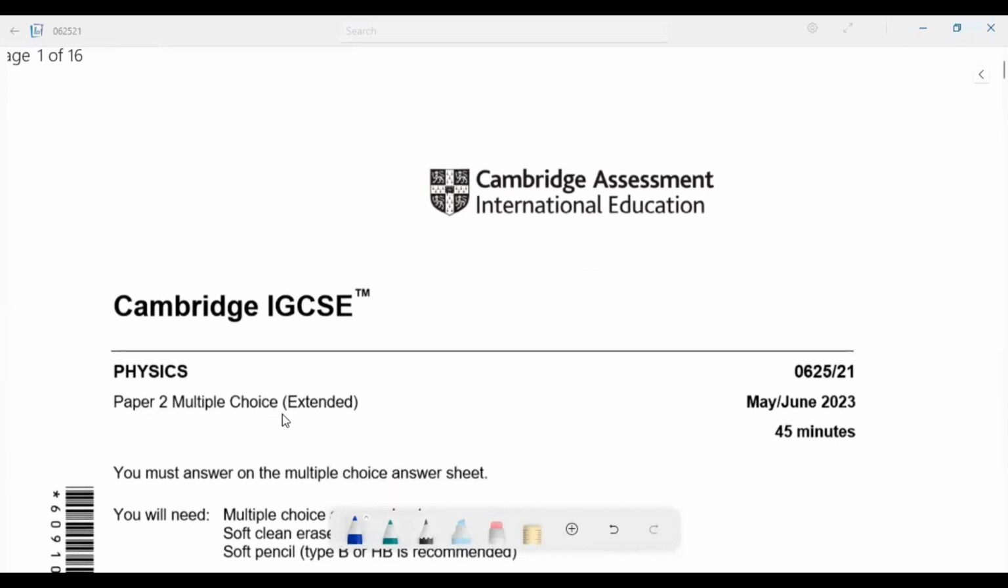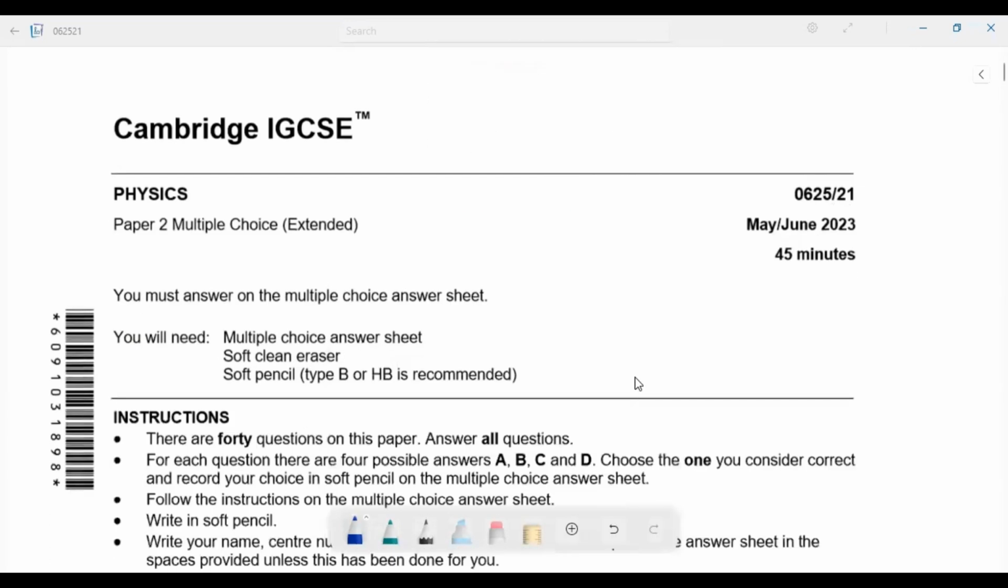Physics paper 2 multiple choice extended, 0625/21 May June 2023.